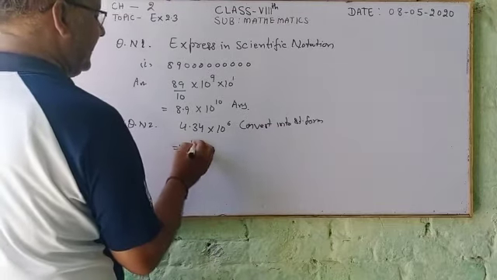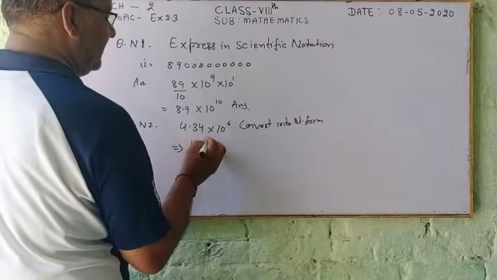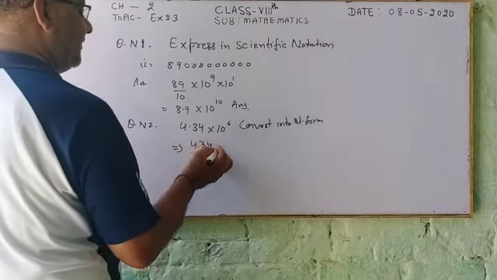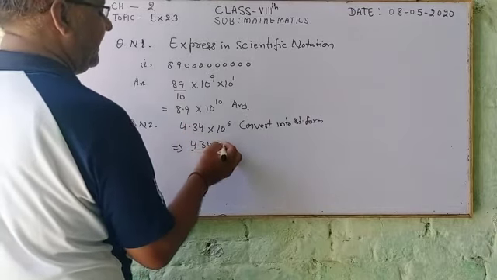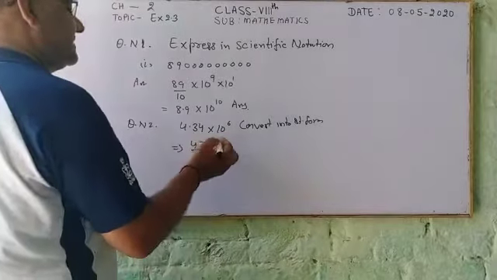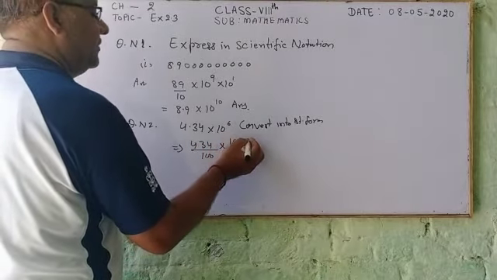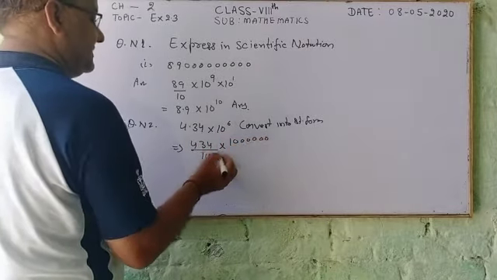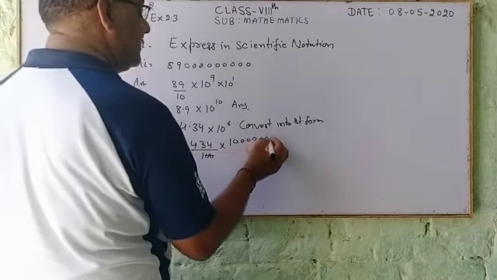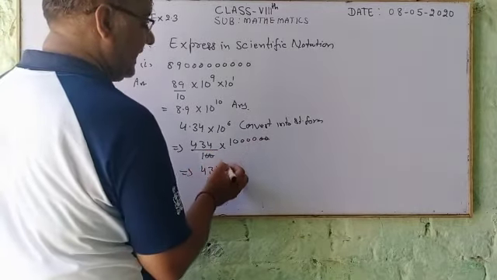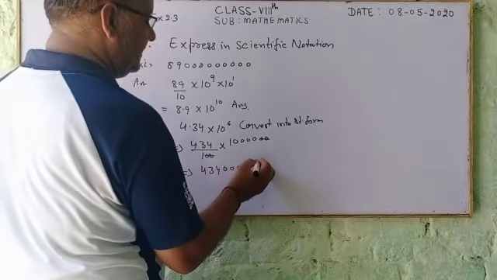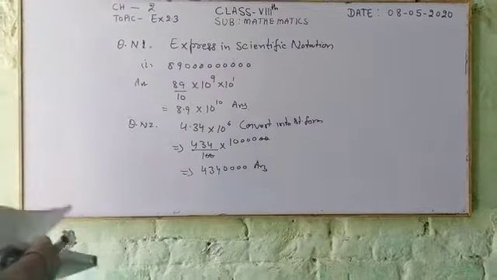Write down 4, 3, 4, and the decimal places, that is 2, we get 100. And for 10 raised to 6, write down 1, 2, 3, 4, 5, 6. So cancelling 2 zeros, we get 4, 3, 4 and 4 zeros. We get the answer.